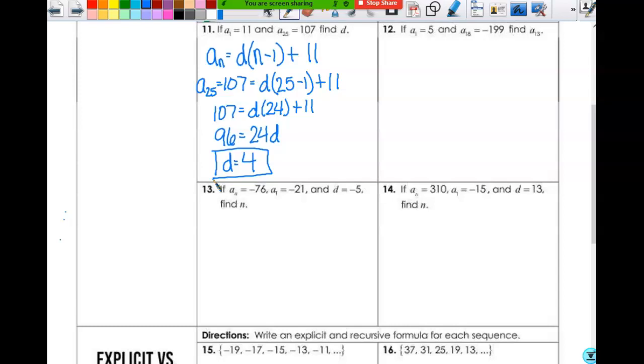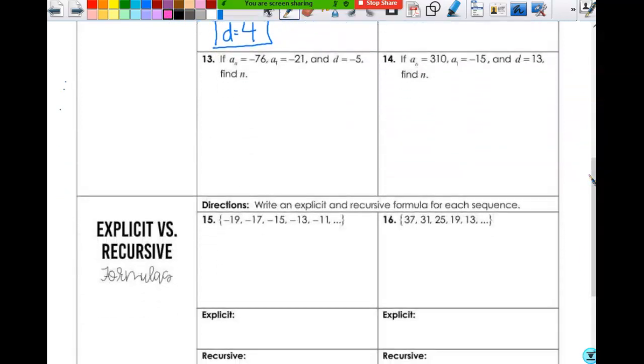All right, let's look at 13. It says if a sub n equals negative 76, we have a sub 1 and d, so let's write our little formula. A sub n equals d, which is negative 5, times n minus 1 plus negative 21. Okay. I could have made that minus 21, but I'd already put my plus sign, so it really doesn't matter either way. So I'm actually looking for n. I can find that because they gave me a sub n. That's negative 76, so I'm going to substitute it in right here. Negative 76 equals negative 5 times n minus 1 minus 21.